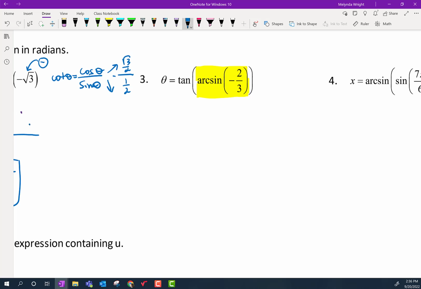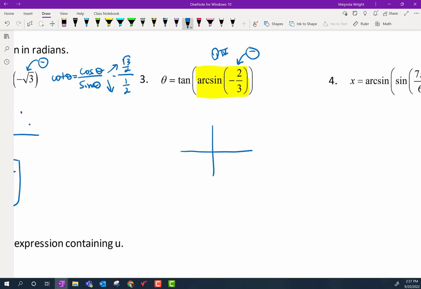So this number is negative. This is a negative number. So I'm going to have to choose the quadrant. Where is arcsine negative? Quadrant 4. So my choice is quadrant 4 because I've memorized that little graph. So let's draw, well, actually, we're in quadrant 4. Okay.